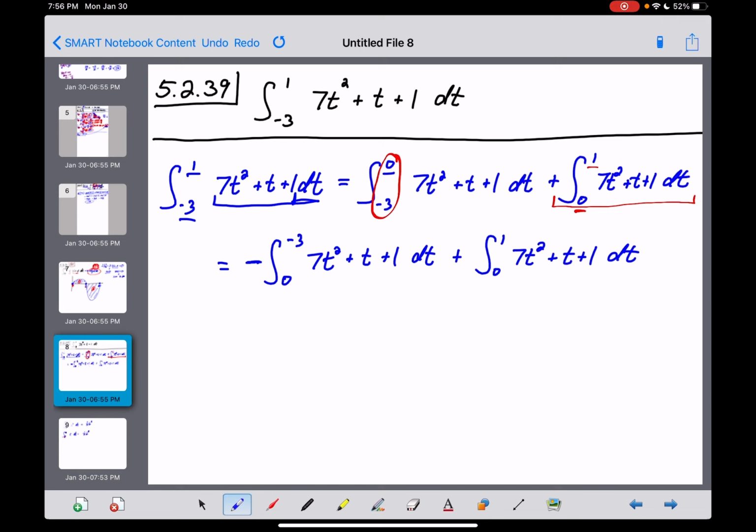So where are we going from here, guys? First of all, this negative out in front, I don't want to lose sight of that. I'm going to put a negative and then a big set of brackets.